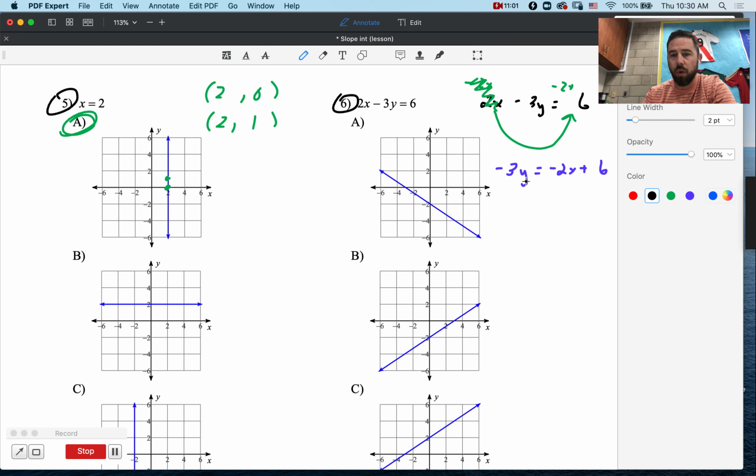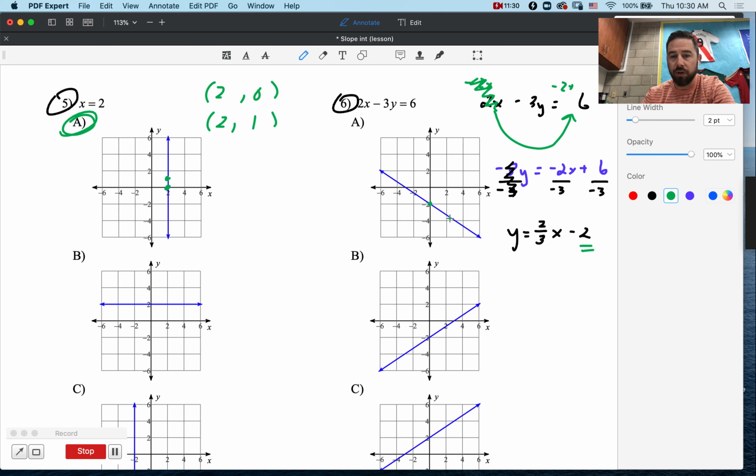Okay, we got to get this y by itself, so I'm going to divide by negative 3, divide by negative 3, divide by negative 3. Okay, it leaves me with y equals, a negative divided by a negative is a positive, so I actually have 2 over 3x, and a positive 6 divided by a negative is a what? Negative 2? So this means that my y-intercept is down at negative 2.